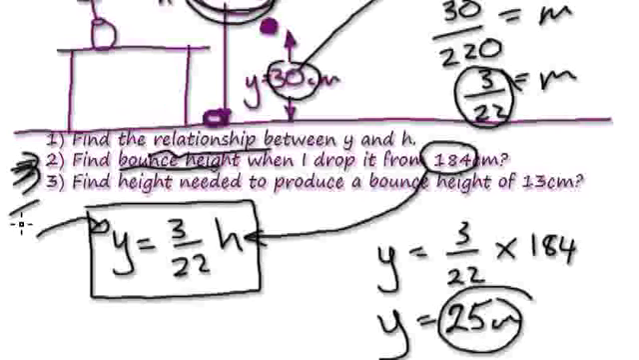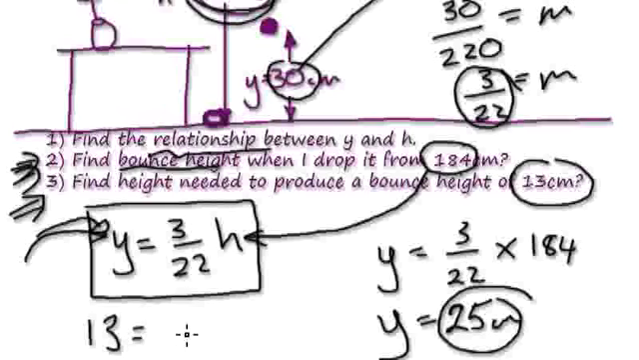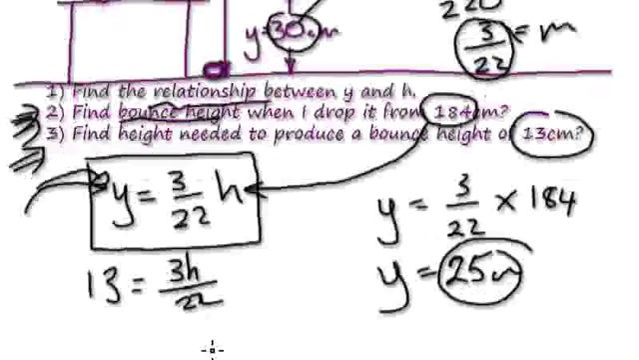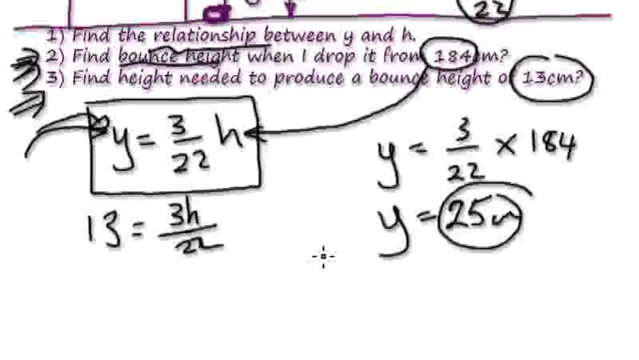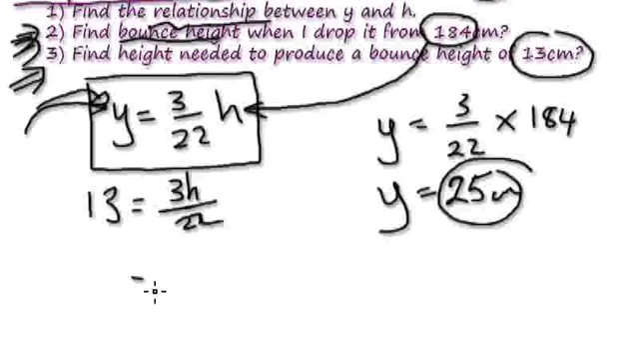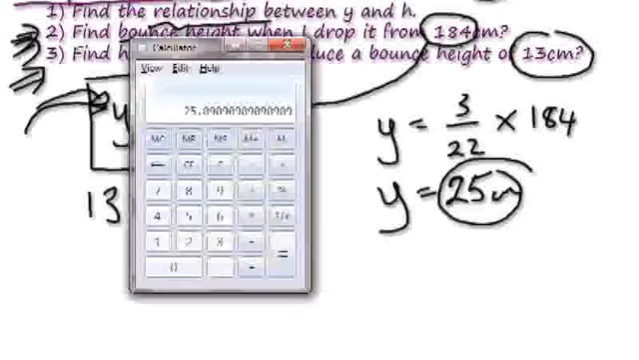Okay. And question 3 here, find out the height needed to produce a bounce height of 13 centimeters. So now remember, the y represents a bounce height. So you put the 13 into the y and work backwards to find out h. So it's just a matter of this. I'm going to get h and multiply it to the top. Okay. So I'm going to visualize it like this. 22. Okay. So now times both sides by 22.